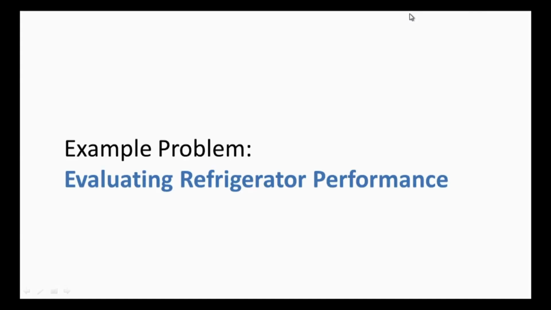This video is a step-by-step solution for the example entitled Evaluating Refrigerator Performance. In this example, you will learn about computing the actual coefficient of performance of a refrigeration cycle and comparing it to the limits imposed by the second law for a system undergoing a refrigeration cycle with specified temperatures.